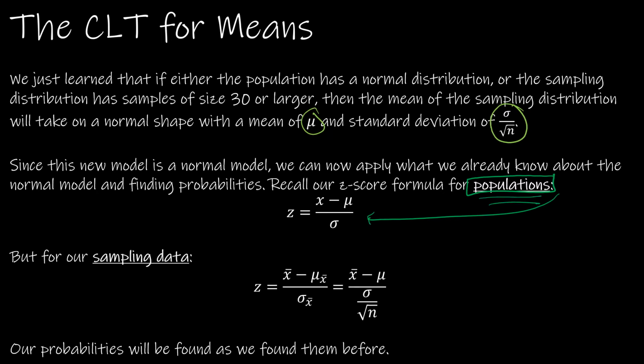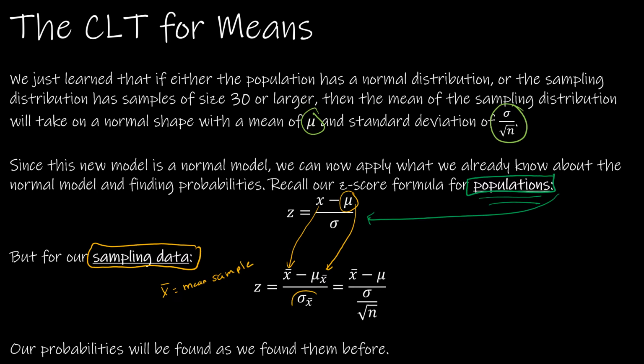But now we also want to look at what happens for sampling data. So we're still going to use the same basic idea, but notice x is now x bar. Now x bar is just fancy for a mean. So x bar is the mean of the sample. And then mu sub x bar, remember that's what we're expecting. So that is in fact going to be the exact same thing as the population mean.